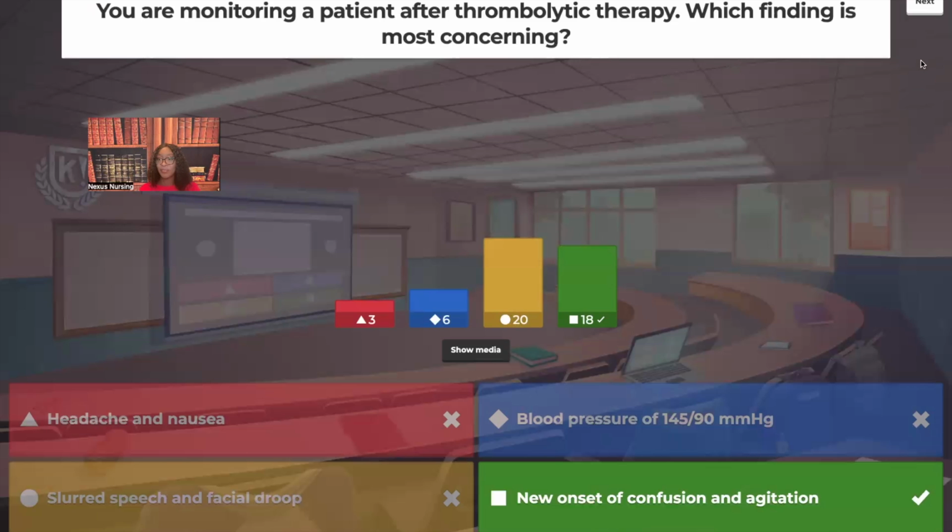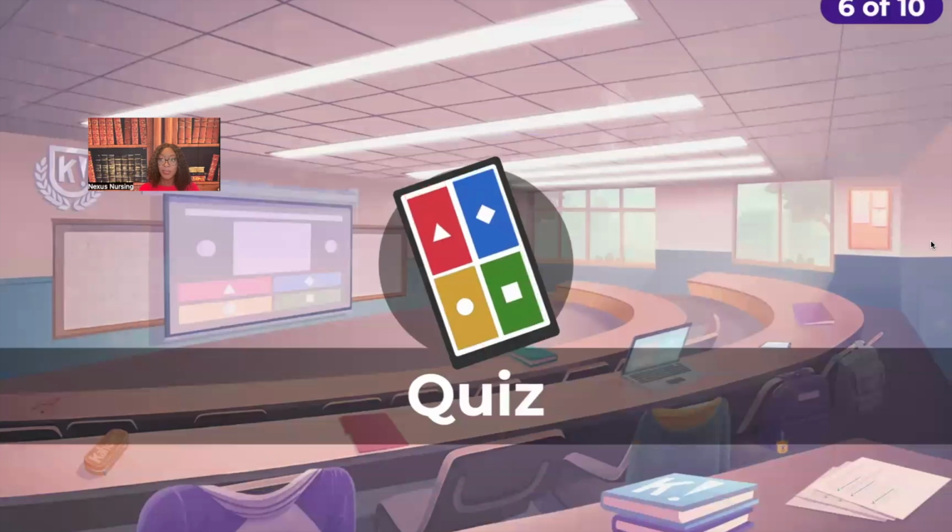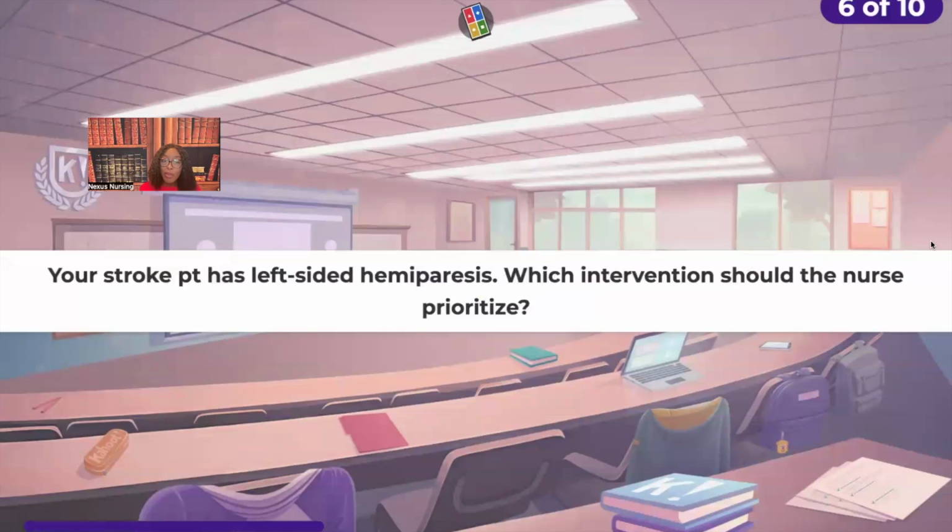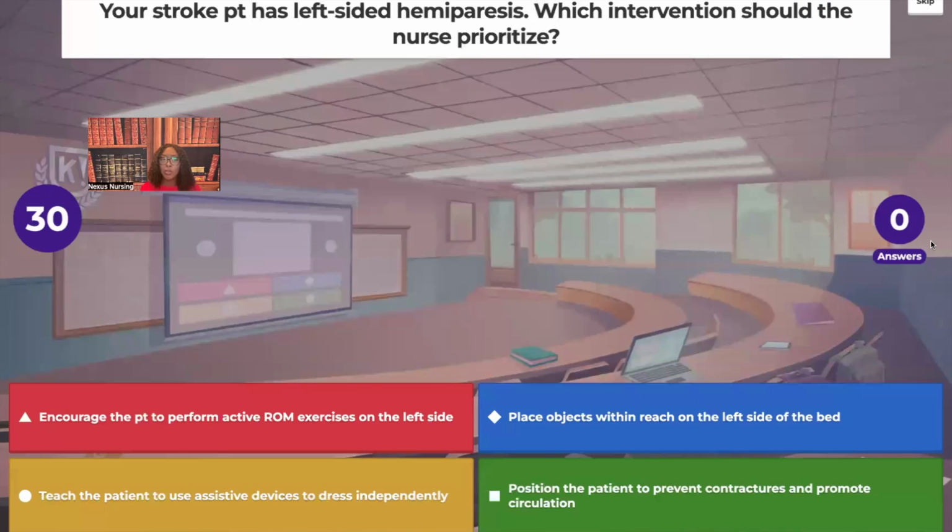All right, let's keep going. Your stroke patient has a left-sided hemiparesis. Which intervention should the nurse prioritize?